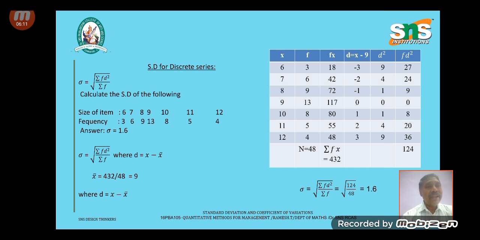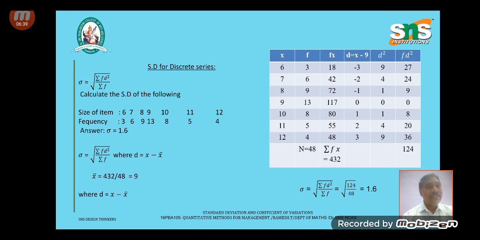That is 6 minus 9 is minus 3, 7 minus 9 is minus 2, 8 minus 9 is minus 1. Likewise, we take the d values. And then the square of d, we get 9, 4, 1, 0, 1, 4, 9. Then we need fd square. So fd square is the multiple of f and d square. That is 3 9s are 27, 6 4s are 24. Likewise, we take all the values and the total fd square value is 124.